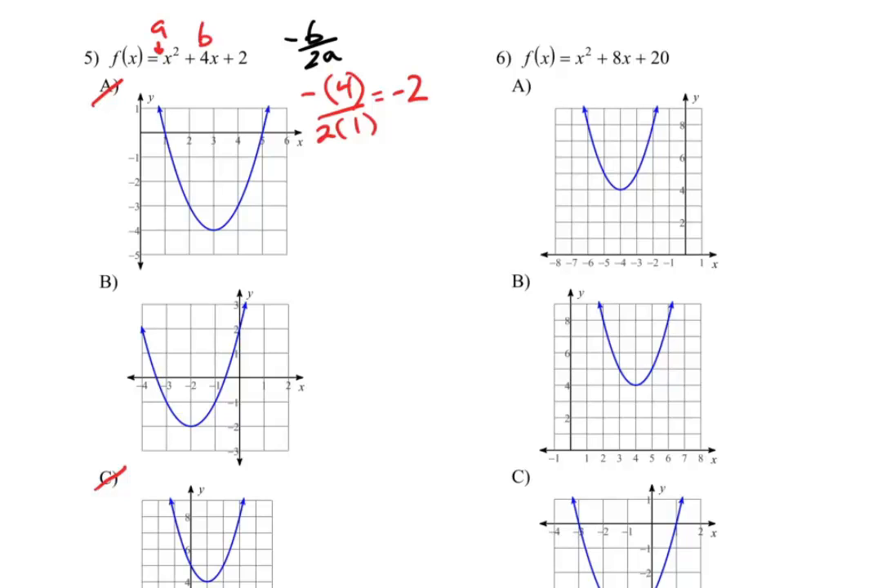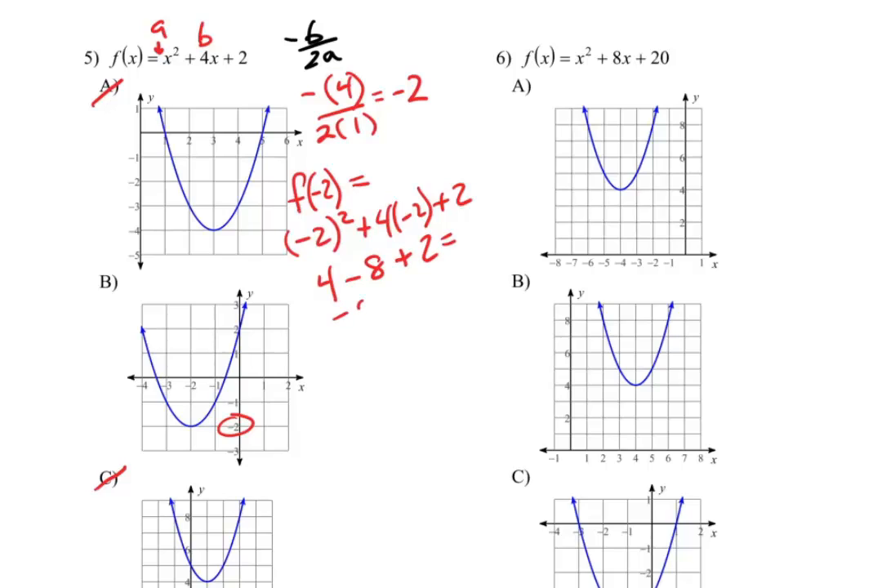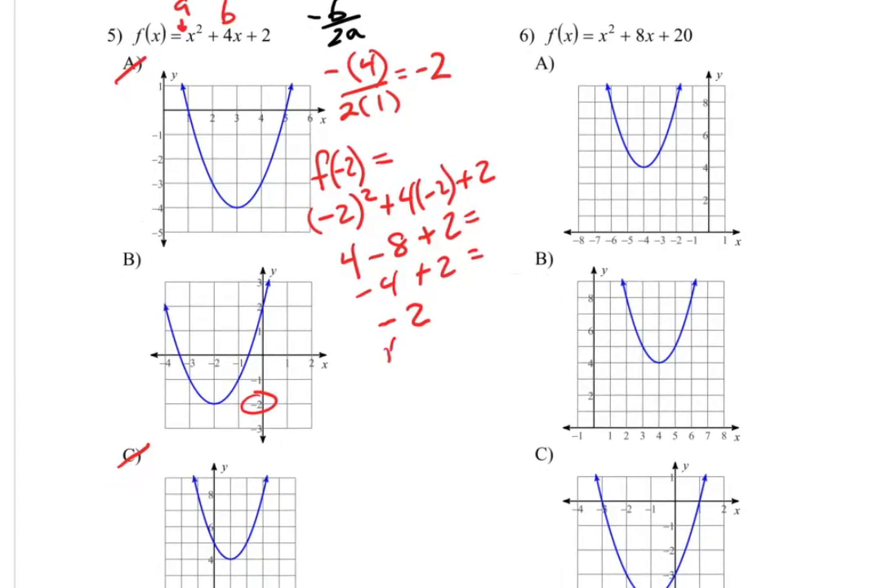But I'm going to verify that negative 2 is the correct y coordinate. I'm going to substitute negative 2 for x. So I'm going to do f of negative 2, and that's negative 2 squared plus 4 times negative 2 plus 2. That's 4 minus 8 plus 2. Negative 4 plus 2, negative 2. And that is exactly where we find the vertex.